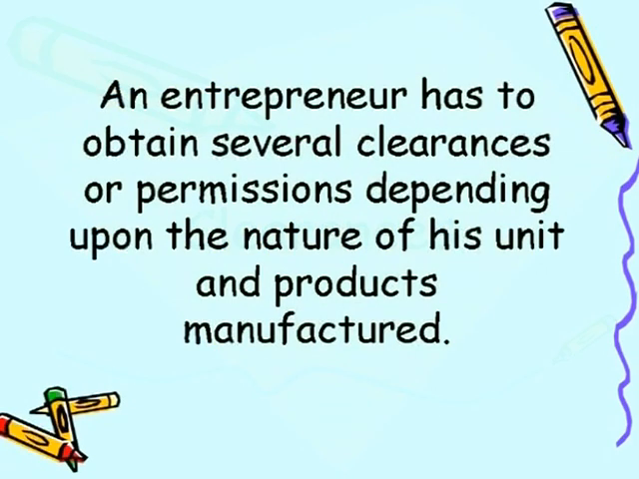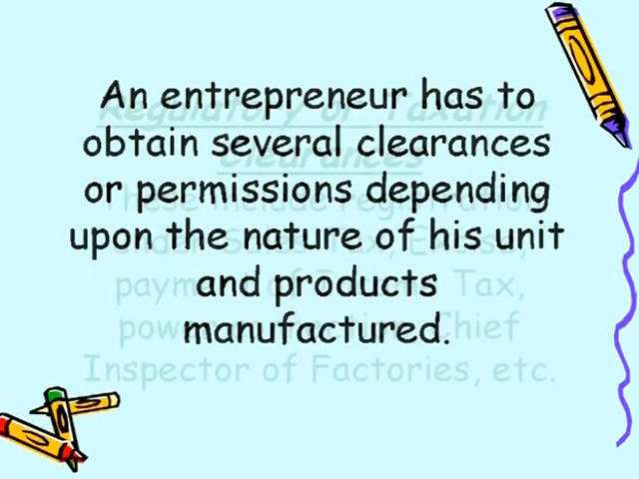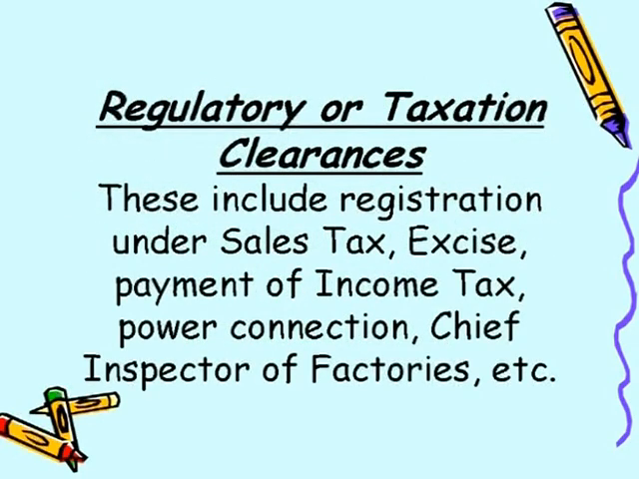Clearances. An entrepreneur has to obtain several clearances or permissions depending upon the nature of his unit and products manufactured. Regulatory or taxation clearances. These include registration under sales tax, excise, payment of income tax, power connection, chief inspector of factories, etc.